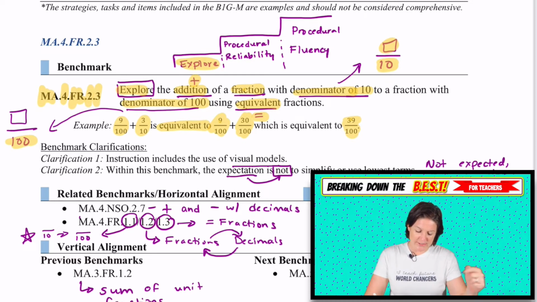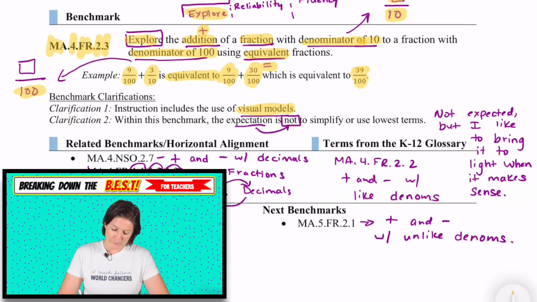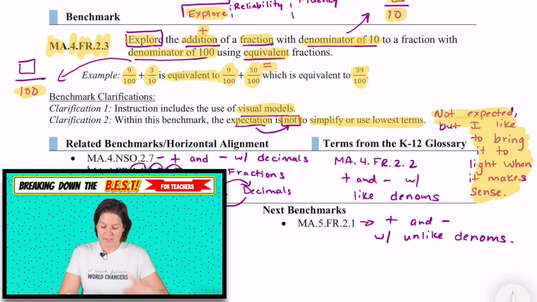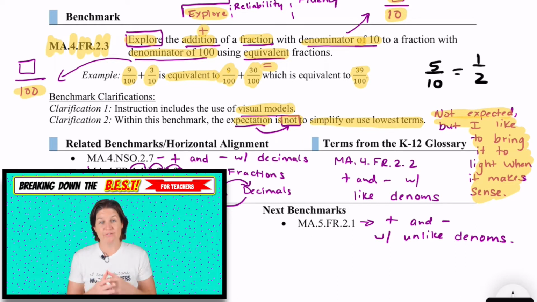Benchmark clarification says that we need to include lots of visual models, which is important here, especially at the exploration level. Within this benchmark, the expectation is not to simplify or use lowest terms, and I always say this, it's not expected, but I like to bring it to light when it makes sense. If we have 5 tenths, to me, it makes sense to say, oh, by the way, that's also equal to 1/2. Did you notice that half of the model is shaded in? Just bringing it to light, it's all good.